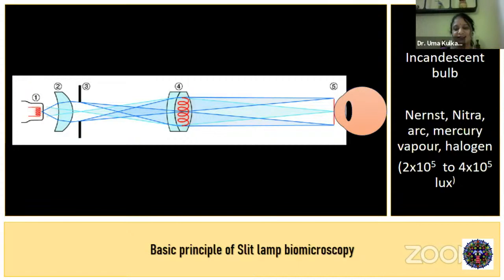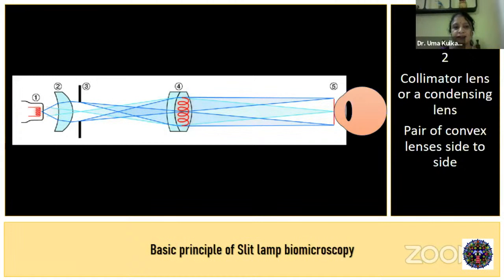This is the lamp from where the light is falling onto the second part, which is called the collimator lens. The collimator lens helps in passing the rays of light coming out of it and making them parallel. The collimator lens, or the condensing lens, is basically a pair of lenses kept side to side. This system is shown together here, but it's actually a pair of convex lenses side to side, which help in magnifying and in giving parallel rays of light to pass through the rest of the system of the slit lamp.